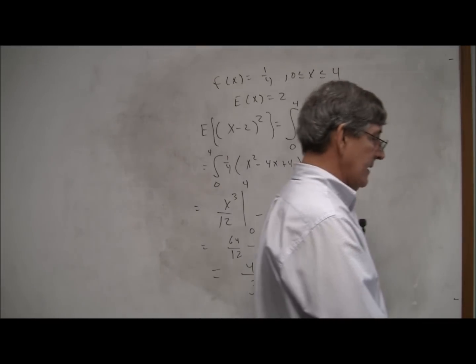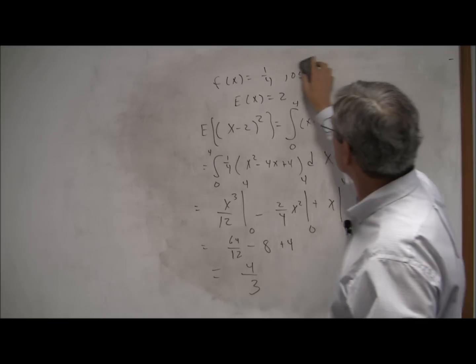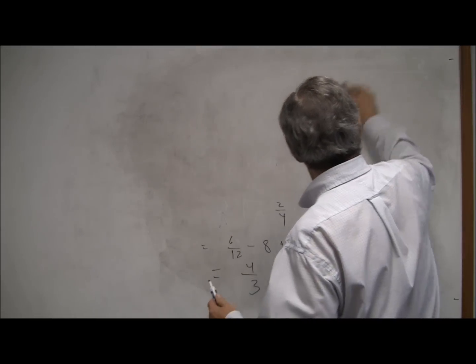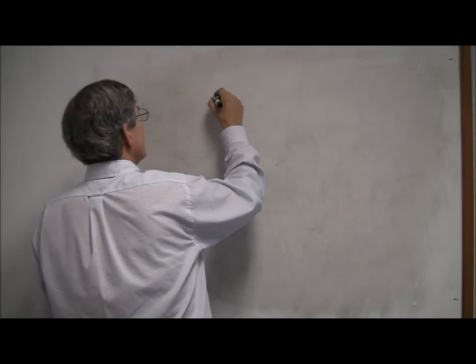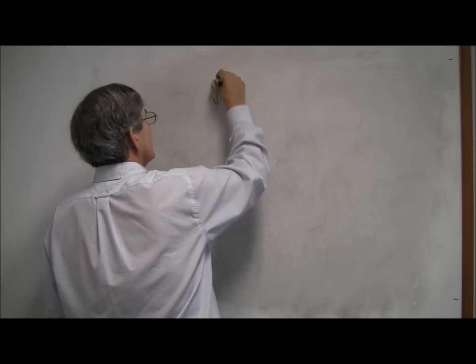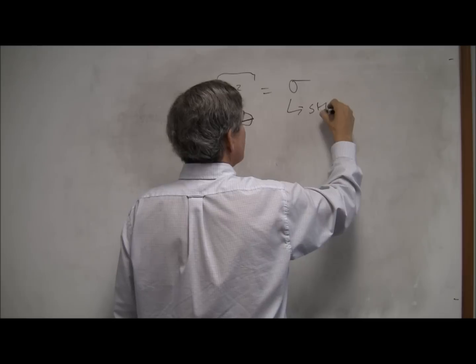The square root of the variance is the standard deviation, and that'll be a very, very useful thing for us. So if I take sigma squared and I take its square root, I get sigma, and that's called the standard deviation.